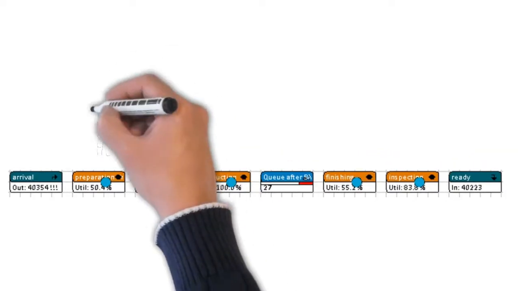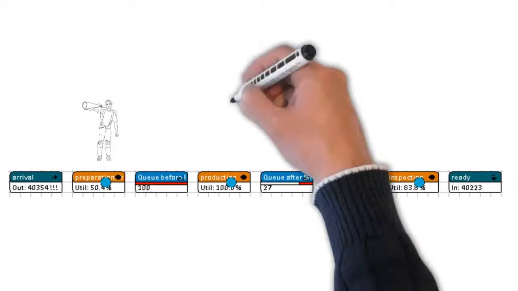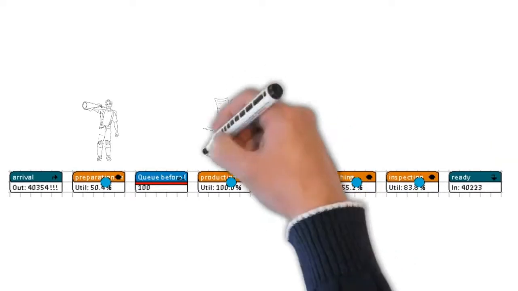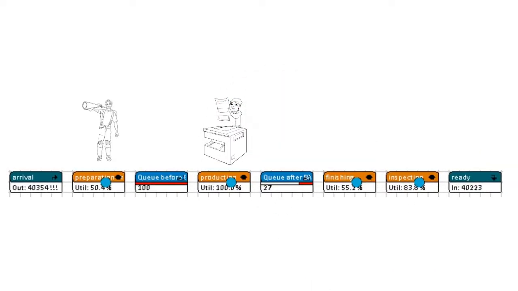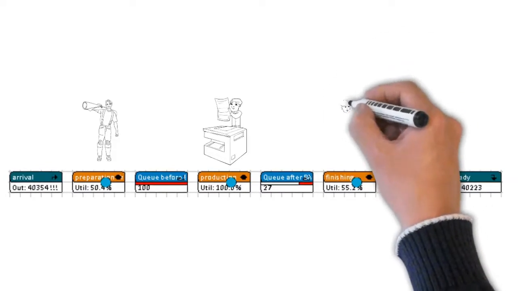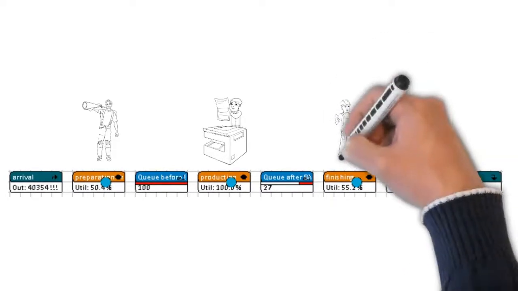So here we have our first system simulation. The first thing we can notice is that every step is connected in a series fashion, as opposed to parallel. The orange squares represent servers in the system. So in this case, we have 4 servers: preparation, production, finishing, and inspection.